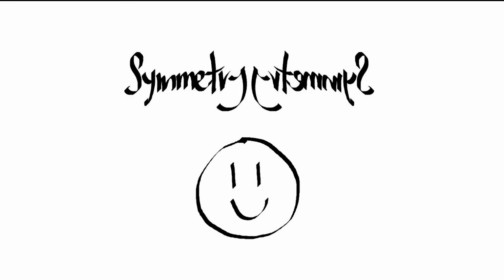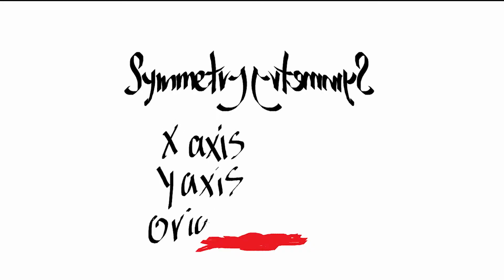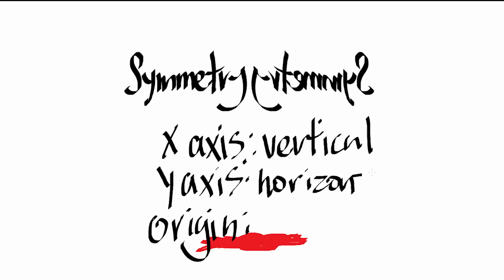Symmetry can be defined as taking an object and cutting it into two equal parts. For linear functions, the x-axis cuts only vertical lines, the y-axis cuts only horizontal lines, and the origin cuts through y equals x. It's an odd function.